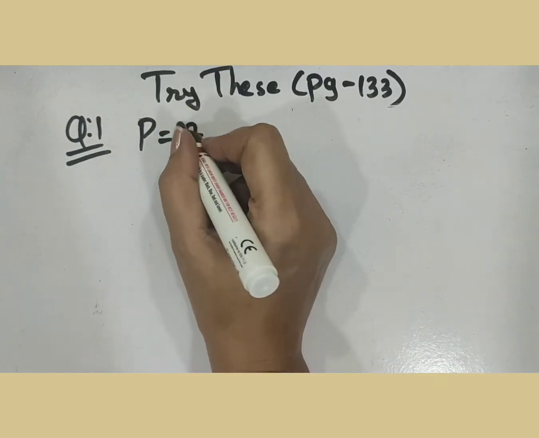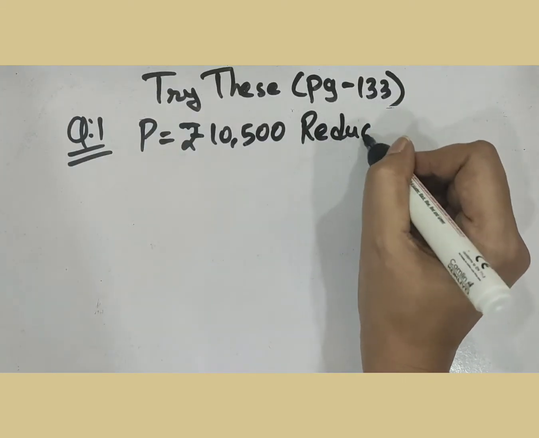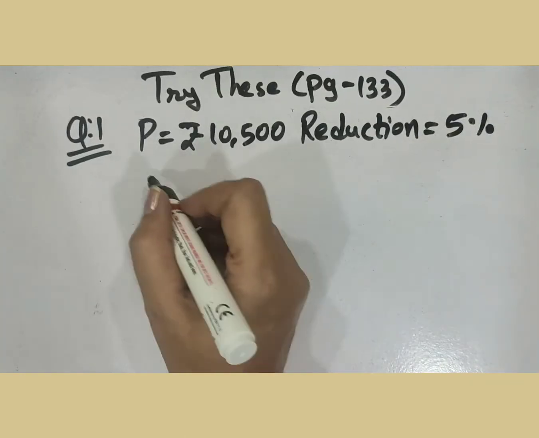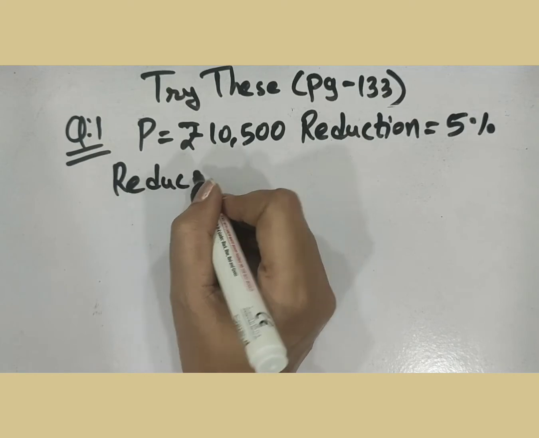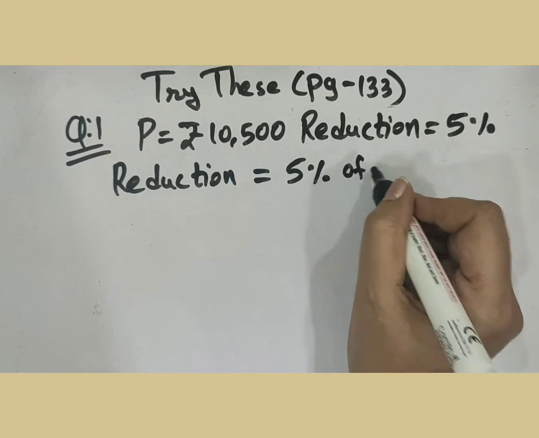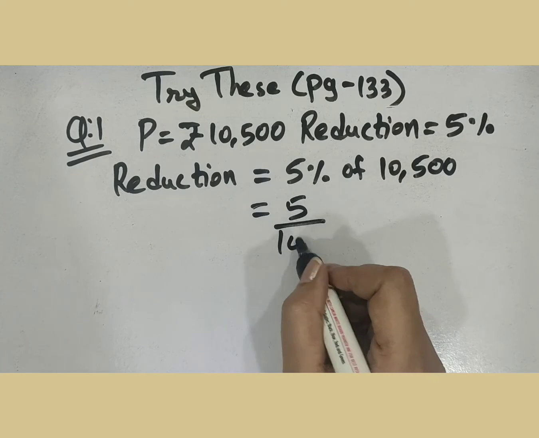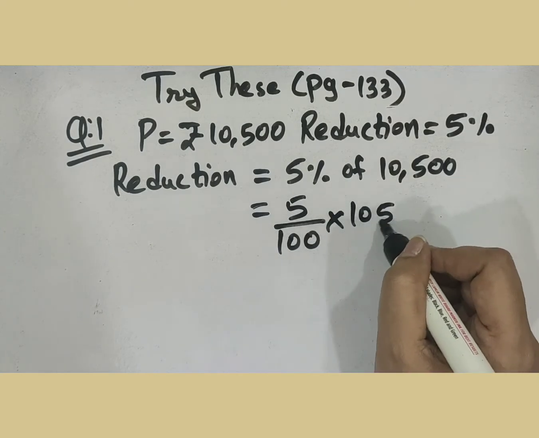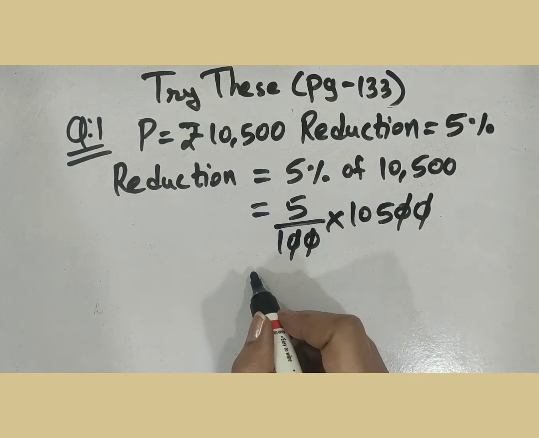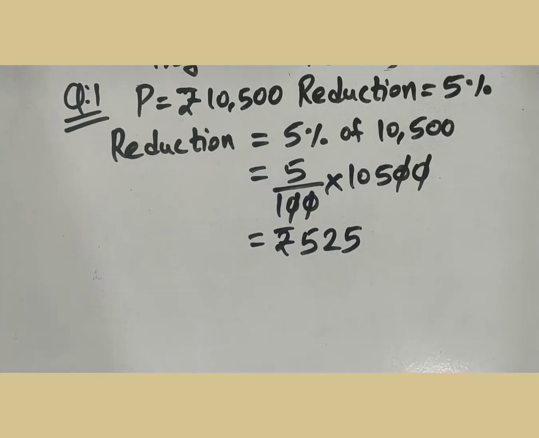Here our price is rupees 10,500. Reduction is 5%. Now first we will find the reduction in rupees. So reduction is equal to 5% of 10,500, which will be equal to 5 upon 100 into 10,500. Both the zeros will get cancelled. So 1 0 into 5 will give me rupees 525. So this is the reduction.